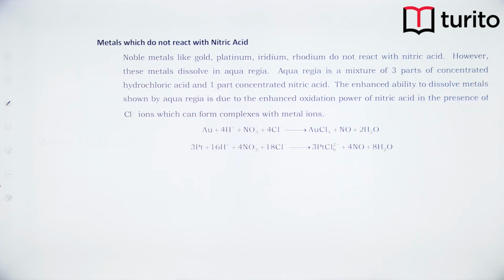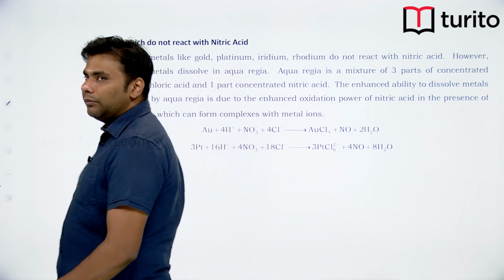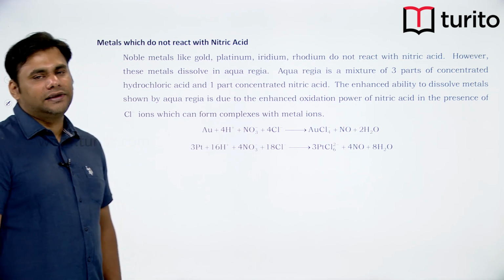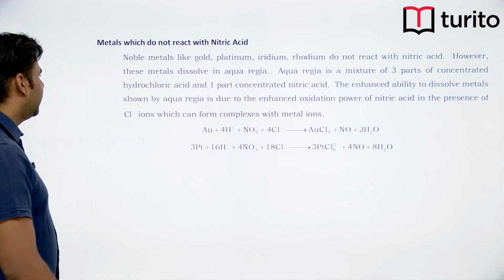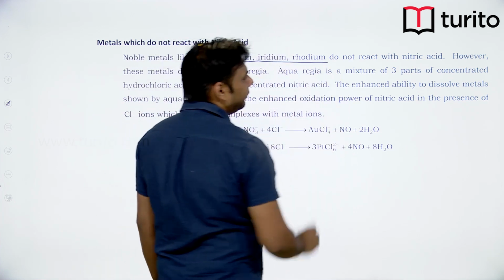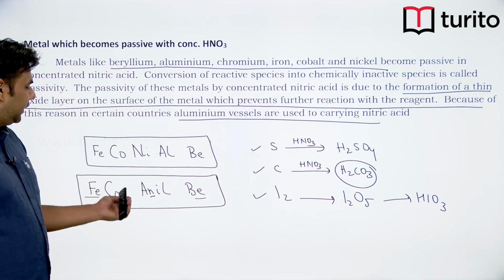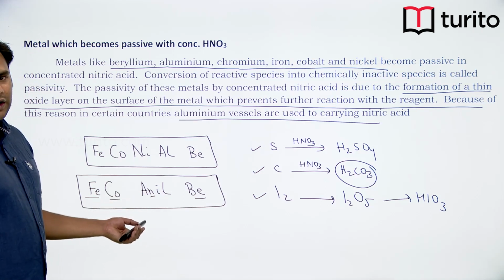Now there are some metals which do not react with nitric acid, but they will dissolve in aqua regia. Aqua regia is basically a mixture of HNO3 and HCl in the ratio 1:3. Noble metals like gold, palladium, platinum, iridium, and rhodium do not react with nitric acid. So these are the metals FeCO anil biscuit that were not reacting with HNO3.